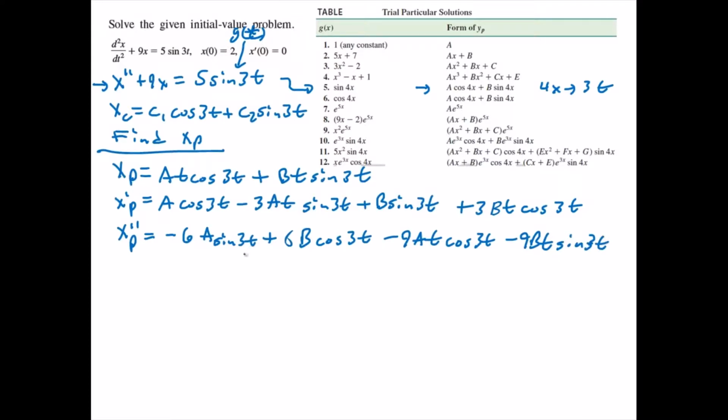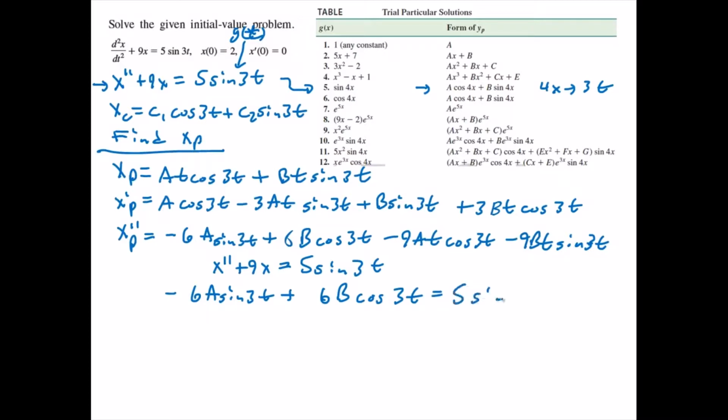plus 6b times the cosine of 3t minus 9at times the cosine of 3t minus 9bt times the sine of 3t. And when we plug all this into the equation, x double prime plus 9x equals 5 times the sine of 3t, we'll wind up with negative 6a times the sine of 3t plus 6b times the cosine of 3t equal to 5 times the sine of 3t.